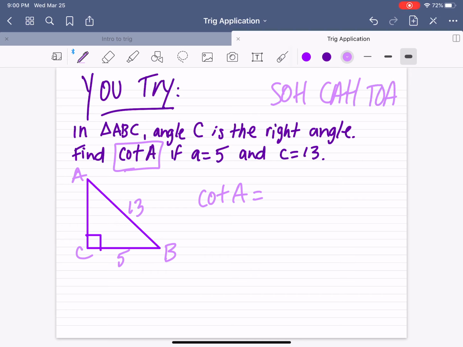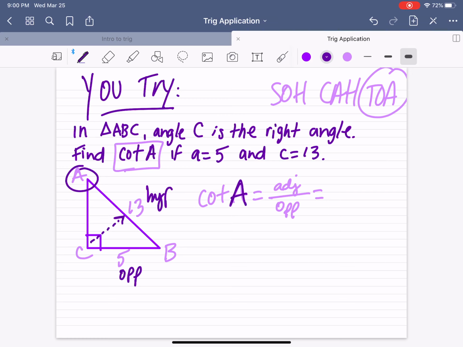So now remember, the cotangent is the reciprocal of tangent. So cotangent is adjacent over opposite. Now we are looking at angle A, so focus on angle A. Let's label the given. The side right across from angle A is the opposite. The side right across from the 90-degree angle is the hypotenuse. So of course we're missing the adjacent.